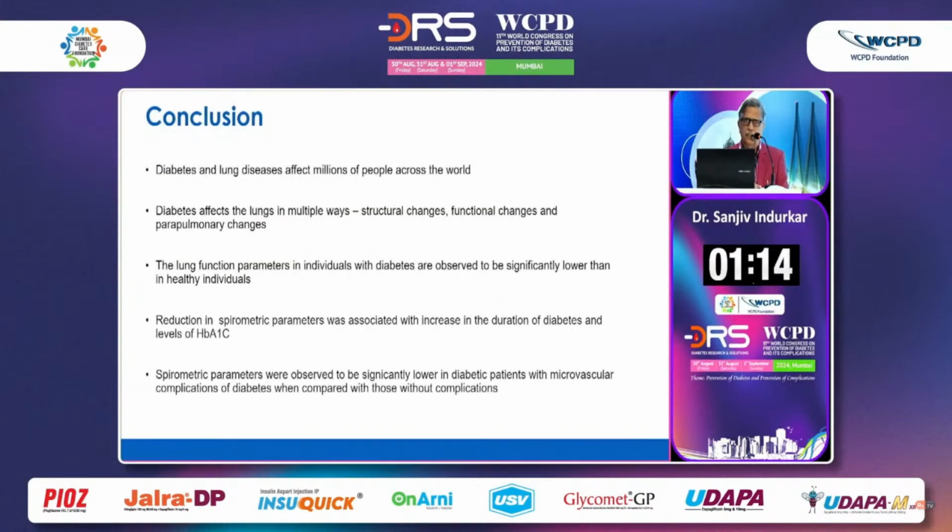Lastly, I thank again Purvi and Manoj for including this wonderful topic, which I have reviewed very briefly: lung and diabetes, which have a common affection in millions of people across the world. Diabetes affects lungs in multiple ways: structural, functional, and parapulmonary changes. The lung functions, spirometric and non-spirometric, are affected, and their deterioration is there if you don't control diabetes. High A1C goes with bad spirometric tests, and the spirometric parameters were observed to be significantly lower in diabetics who have micro and macrovascular disease. I have not looked at lung cancer, acute lung injury, and ARDS due to time restriction, but they are also being affected by hyperglycemia.